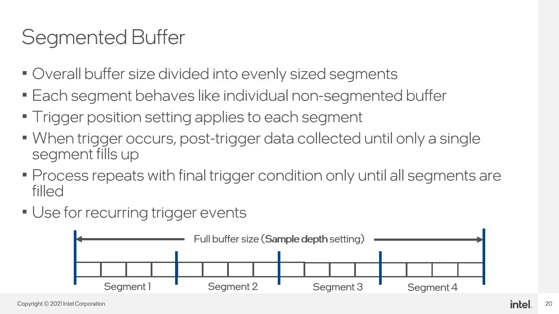When the trigger occurs, only a single segment is filled instead of the entire buffer. Subsequent segments are filled when the trigger condition occurs again. If there are multiple trigger conditions, subsequent buffer segments are filled when the final trigger condition repeats. In this way, the segmented buffer becomes very useful for capturing data about recurring trigger events, allowing you to use allocated buffer space more efficiently by only capturing relevant data samples around the recurring event.